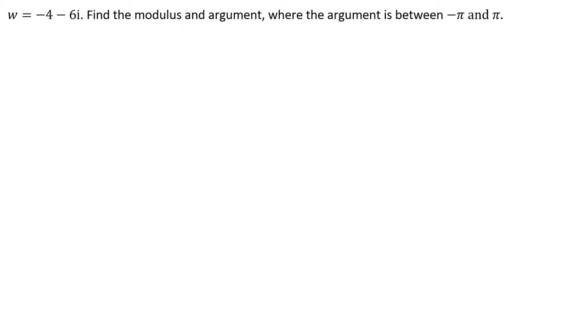Your turn. If w, a complex number, is defined as negative 4 minus 6i, find the modulus and argument, but I want you to give the argument between negative pi and pi. So at this point, pause the video, have a go at this question, and then when you unpause, we'll do the solution.